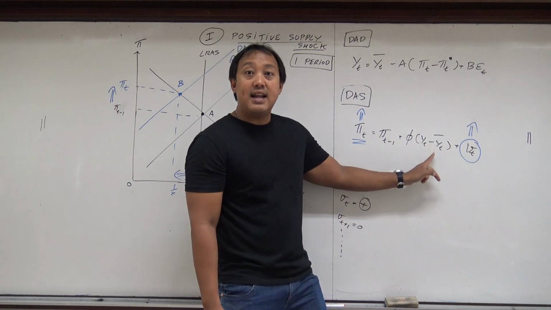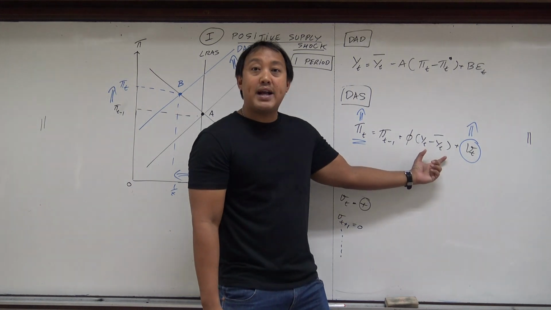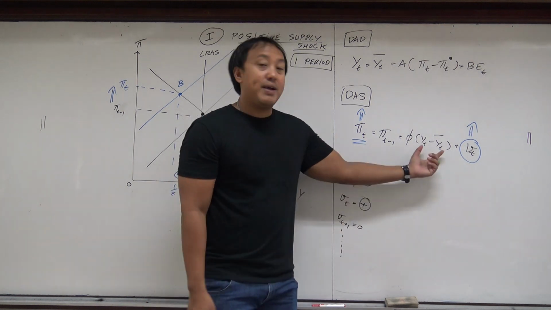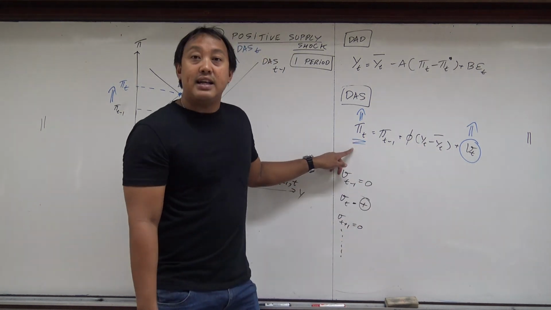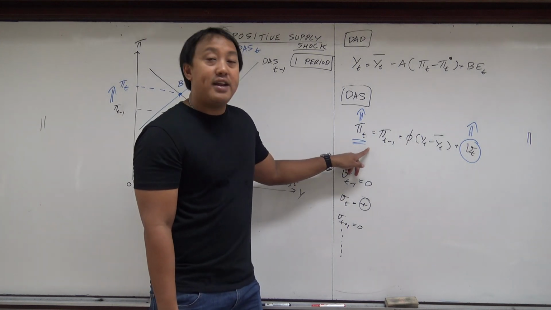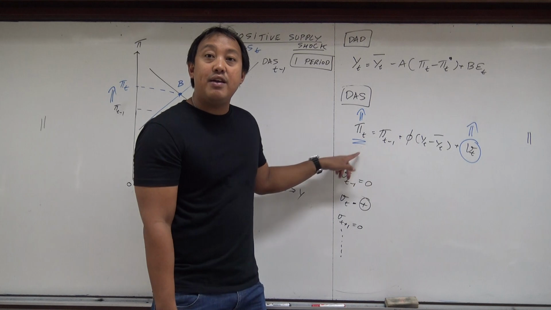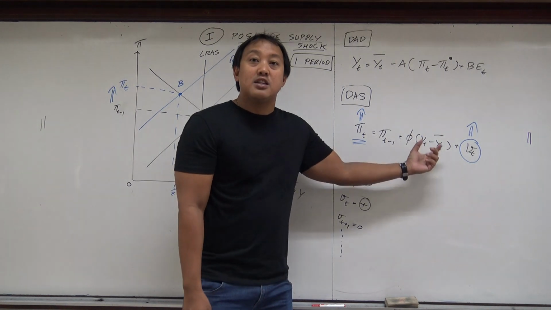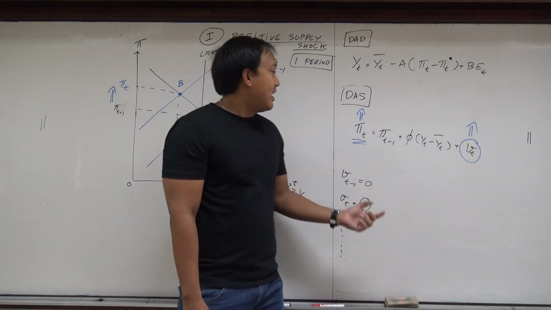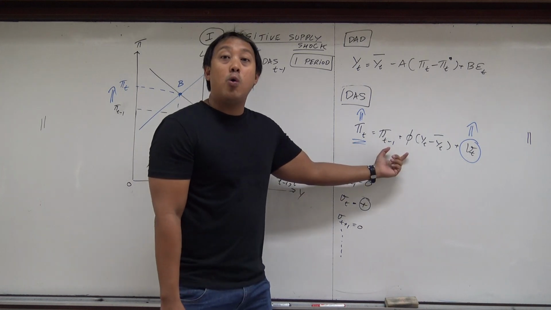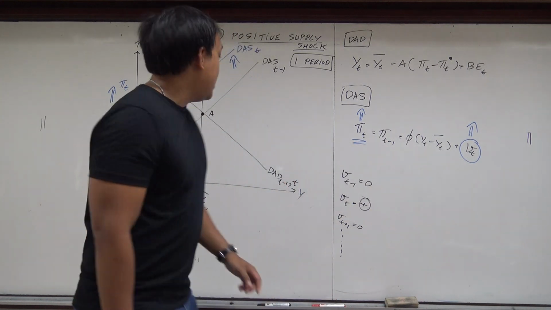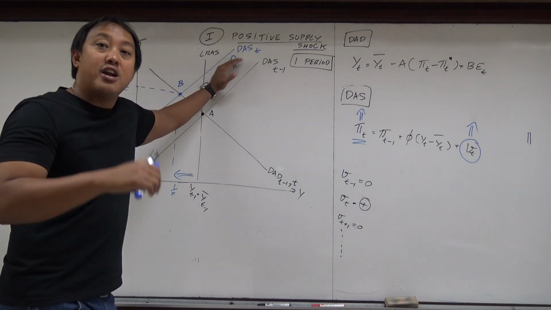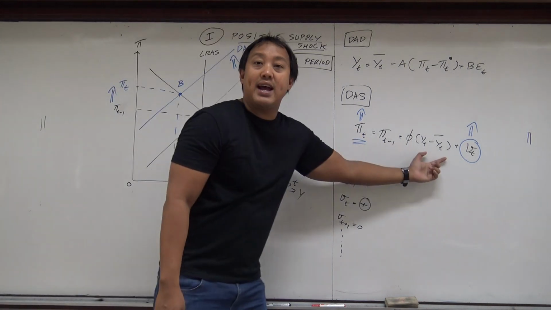When Y t is less than Y bar, this bracket becomes negative. So what does it mean? This equation means inflation today depends on inflation yesterday plus this bracket. If this bracket is negative, it means that inflation today is going to be lower than inflation yesterday. So the whole curve next period is going to shift down, because inflation today is lower than inflation yesterday, because this bracket is negative.